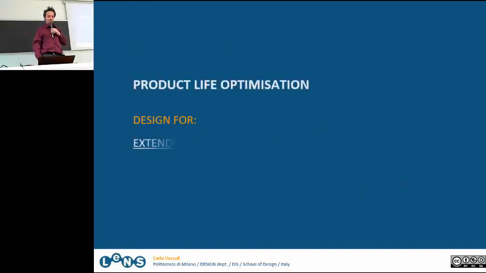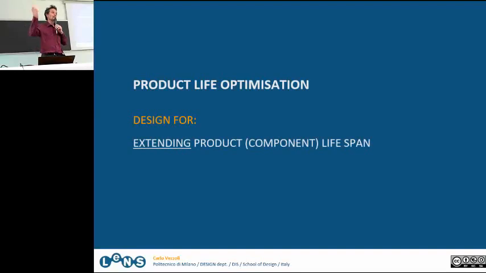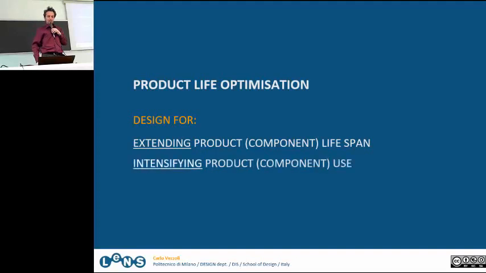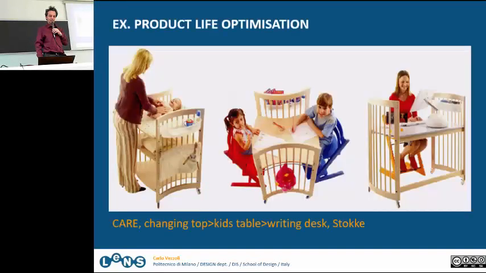Product life optimization means to design for extending product lifespan, to design for durability, and to design for intensifying the product use, so that the product is used in a more intensive way. So it could be that I'm using this computer, then it's used by a machine in the office, and then by another person. If this is used in a more intensive way, this has a lower environmental impact.